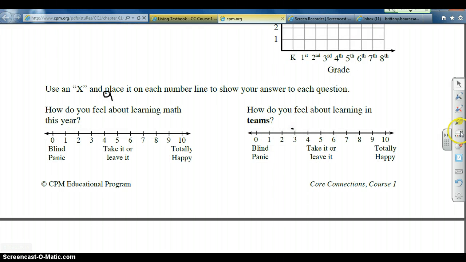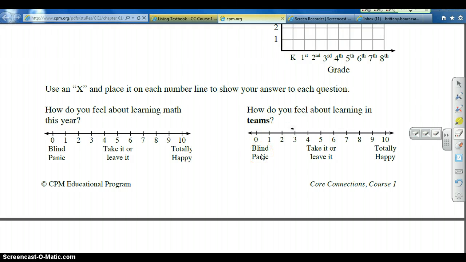The next section asks you to, and let me erase this 9 out of the way, asks you to use an X and place it on each number line to show your answer to each question. The first number line is asking you, how do you feel about learning math this year? Are you in a blind panic? Would be a 0. Are you in the middle? You could take it or leave it. Or are you totally happy about learning math this year? That would be a 10, very high rating. So place an X on that number line.